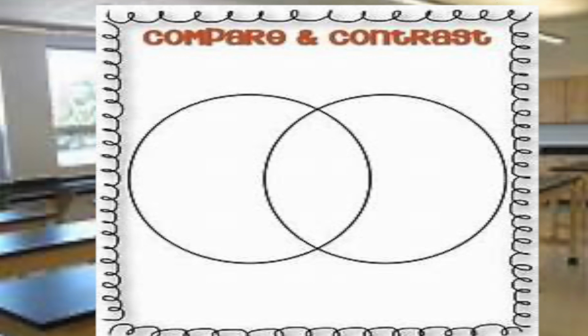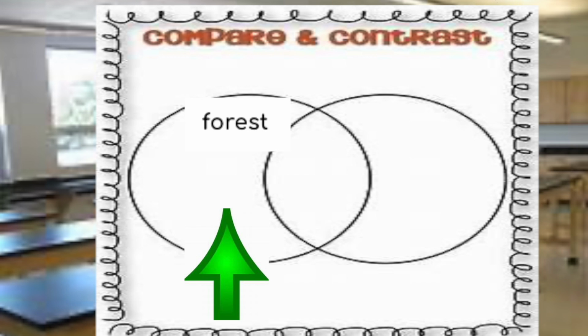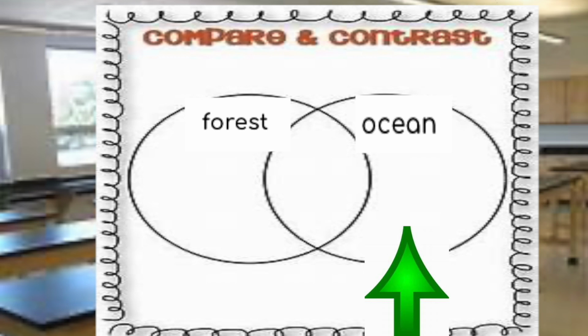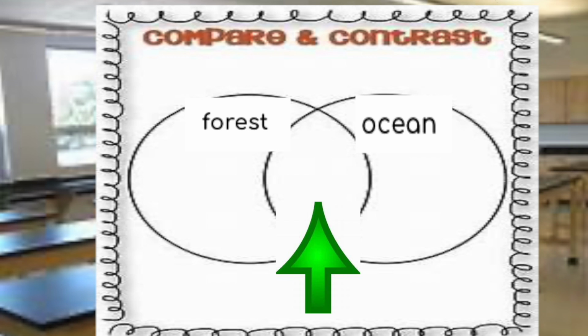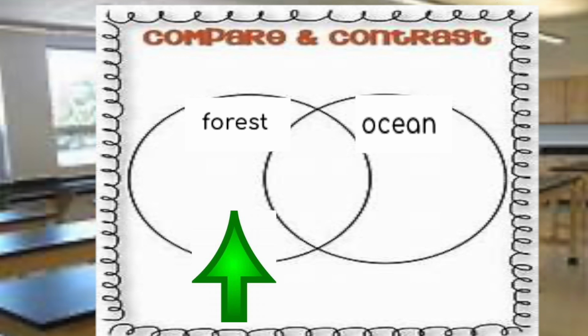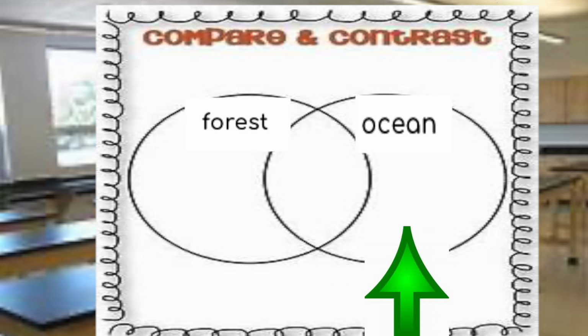Over in this circle, we are going to put characteristics of the forest. In this circle, we will put characteristics of the ocean. Anytime that we notice characteristics that are the same, we will put them in the middle. The middle part of the organizer means that both forests and oceans have these characteristics. If a characteristic only belongs in the forest, it will go here. And if a characteristic only belongs in the ocean, it will go here.